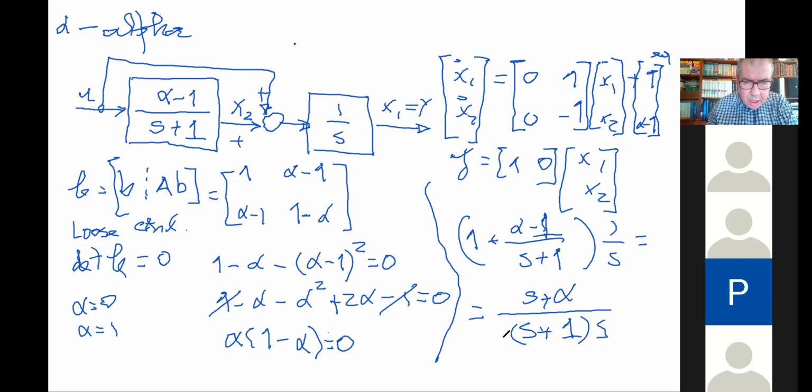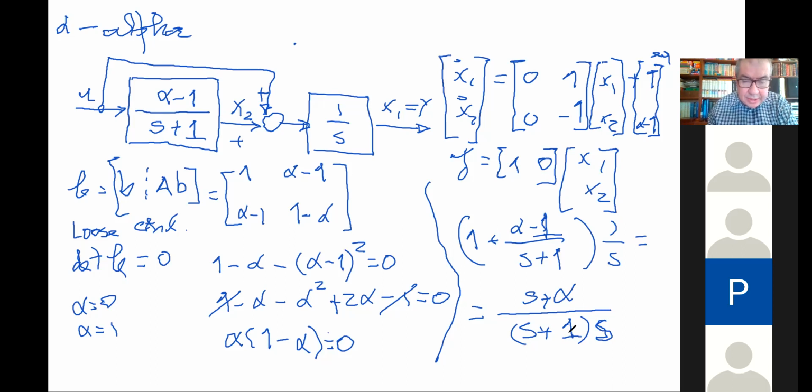So what happens if alpha is 0? If alpha is 0, you cancel s with s. Okay, so we have a pole-zero cancellation. If alpha is 1, you also have a pole-zero cancellation. So alpha equal to 1 on one side is obvious because it blocks, but it also has a pole-zero cancellation. Okay?